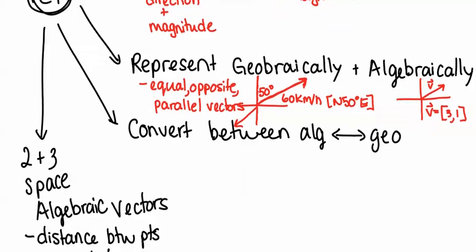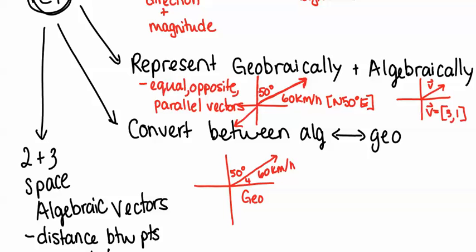Then the third thing is you should be able to convert between algebraic and geometric vectors. If I give you a geometric vector, let's say we use the one from the above example, north 50 degrees east and 60 kilometers per hour, so sketch that out. If we wanted to convert that to an algebraic vector, we would need to know the x and y components of this vector.